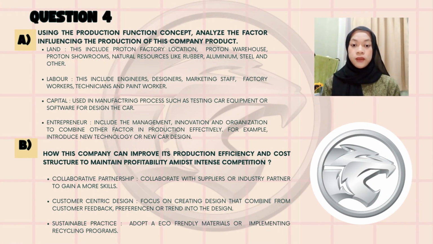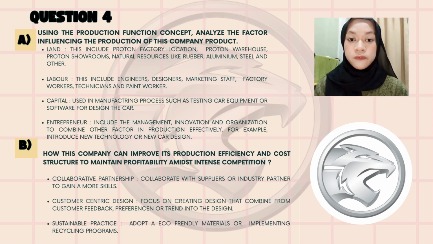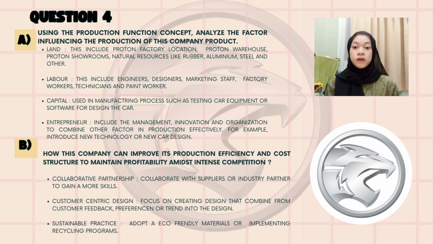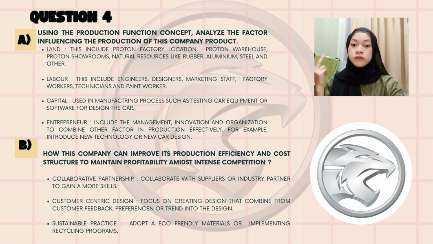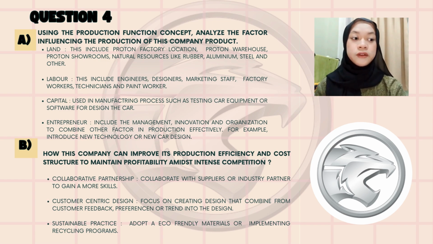Explain about firm decision making. For question A, analyze the factors influencing the production of this company's product. Firstly, land. This includes the physical places where the factory, warehouse, and showroom are located. It also includes natural resources like rubber, aluminium, steel, and other raw materials extracted from the land.